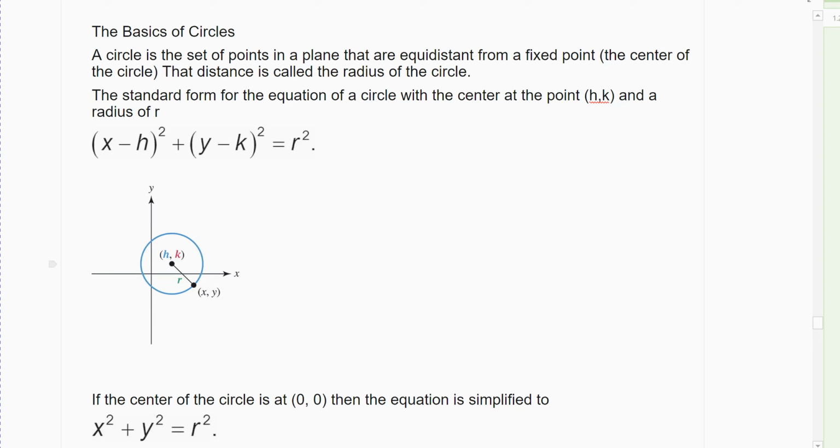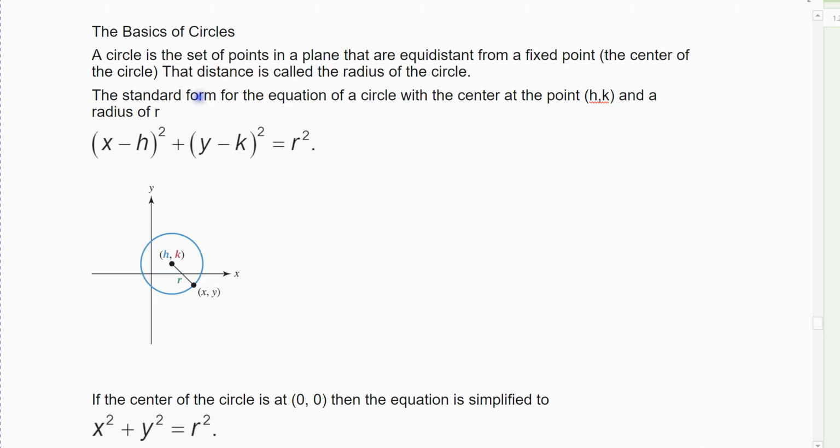So from the center point to any point on the curve is the same distance, and that distance we call the radius of the circle. The standard form for a circle equation with the center at the point (h, k), so h would be the x value, k would be the y value, with the radius r, so r is how far the center is from all the points on my curve, is given by this equation.